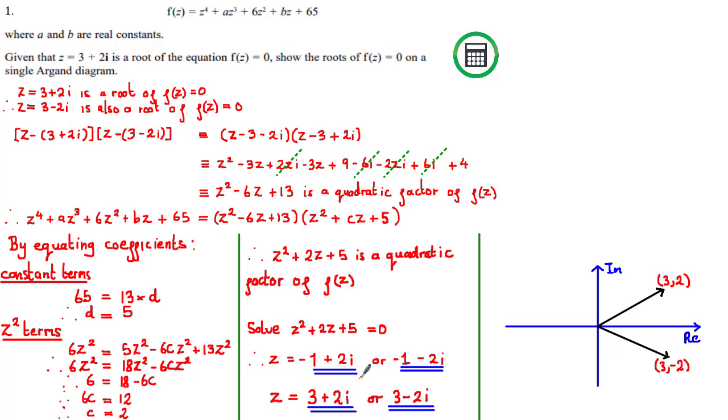This root negative 1 plus 2i would look like this, going 1 unit to the left and 2 units upwards. And this root, its complex conjugate, would be a reflection in the real axis. And don't forget to draw arrows for complex numbers on the Argand diagram. Okay, let's have a look at the next question.